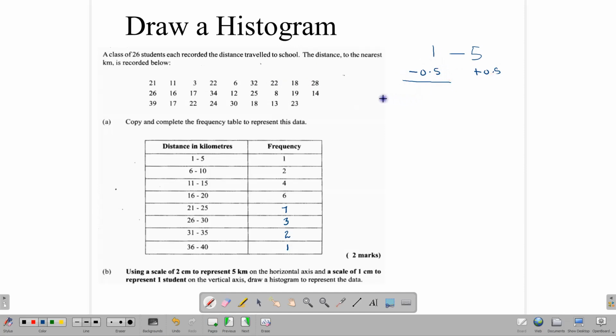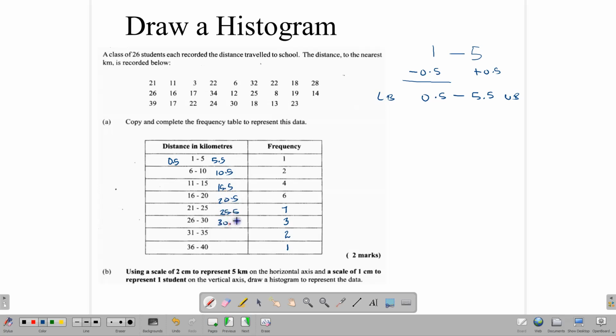So the lower boundary here is going to be 1 minus 0.5, which gives us 0.5. And the upper boundary is going to be 5 plus 0.5, which is 5.5. These are what we use along with the frequencies to draw the histogram. So I'm just going to put in the boundaries here, 0.5, and then fill in the upper boundaries: 5.5, 10.5, 15.5, 20.5. Sometimes the question that you're doing will actually ask you to put them in.